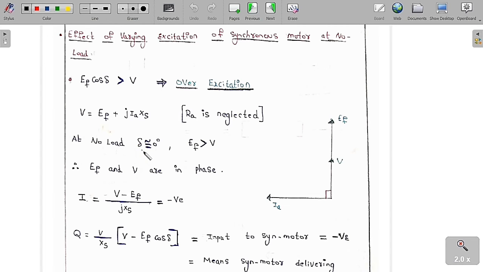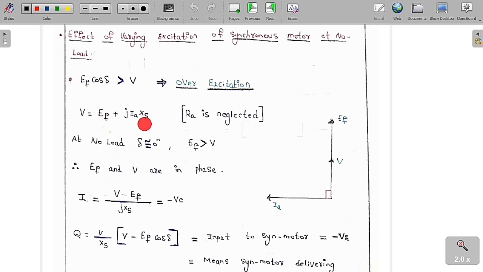At no load, if you are not keeping any load, then definitely the angle between EF and V is very, very small, so simply we assume it as nearly equal to 0 degree. And I've already told you a very important point: in over excitation, EF is always greater than V, irrespective of the load. Then only can the current flow from EF to V. So EF and V are in phase with respect to each other, because at no load delta is nearly equal to zero. Not exactly, but we can say they are in phase.